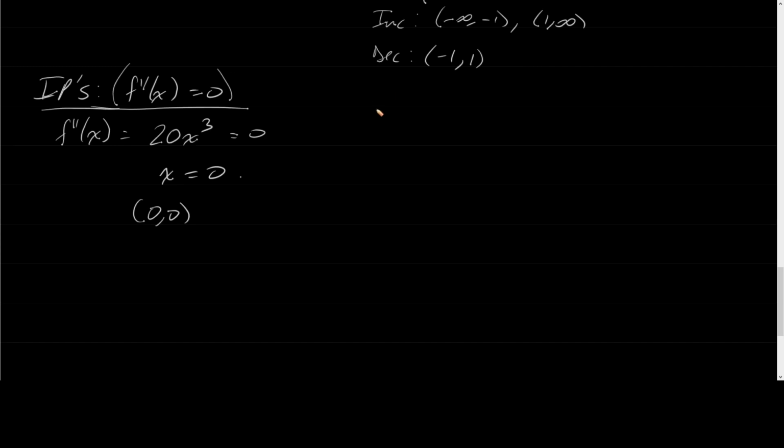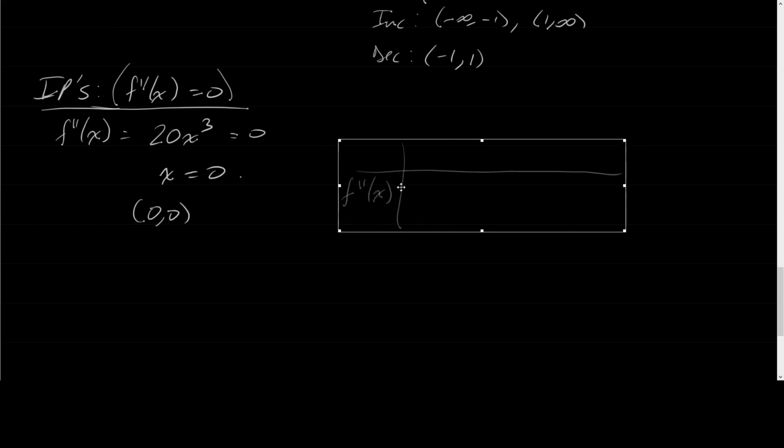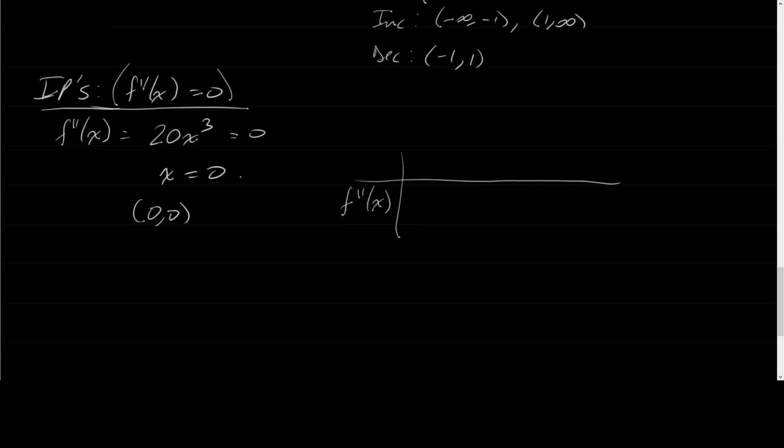Now let's figure out the concavity based on that inflection point. So I'm going to plug this into the second derivative, and perhaps I'll shift this down a little bit. And in here, I'm going to test around 0, because that was our inflection point. To the left of 0, I can plug in negative 1. To the right of 0, I can plug in 1. If I plug in negative 1 cubed, that's negative 1, and 20 times negative 1 is negative. Plug in 1 cubed is 1 times 20, that's positive, right?